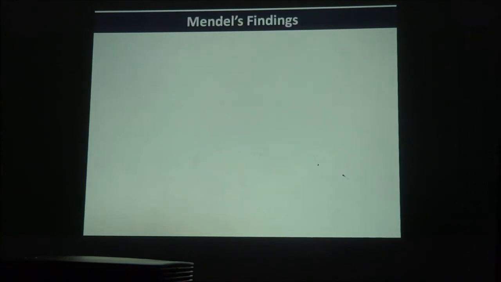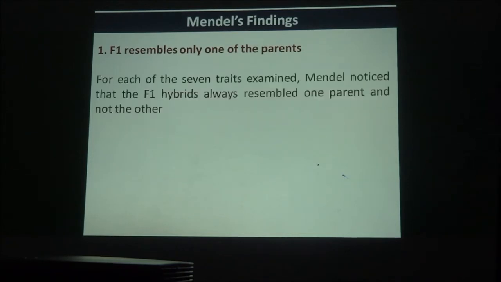Mendel's findings, first: F1 resembles only one of the parents. For each of the 7 traits examined, Mendel noticed that F1 hybrids always resemble one parent and not the other.